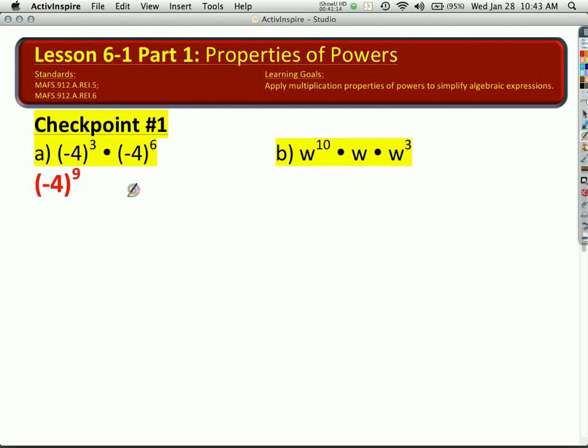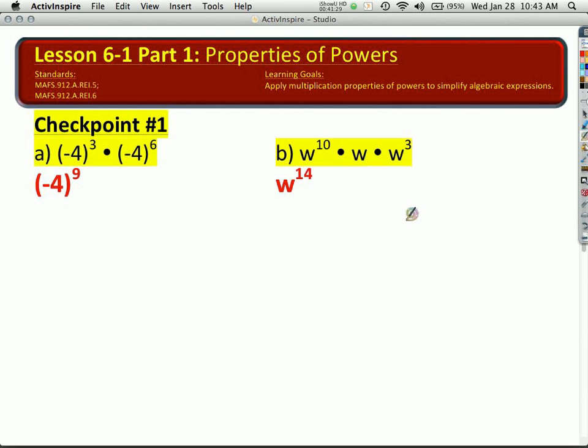What about part B? What do you say? Student number 13, 2, and 10. Student number 13, what do you say? Student number 2, what do you say? Student number 10, what do you say? It is W to the 14th power.